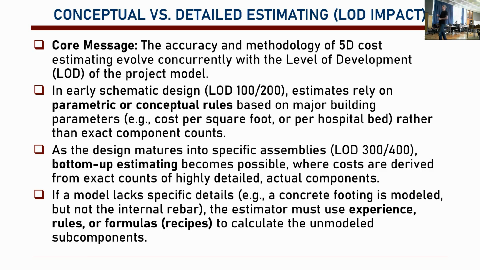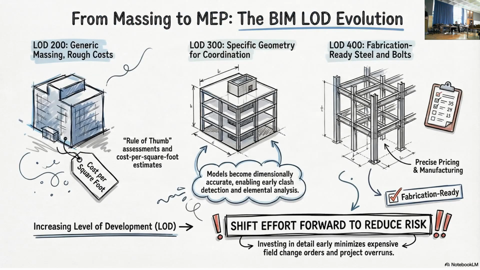And if there are no details, then we have the rough estimation based on experience. You know, generic massing, rough costs. If we have LOD 300, we have better costs. If LOD 400, we have fabrication-ready costs, like very, very accurate cost estimation.